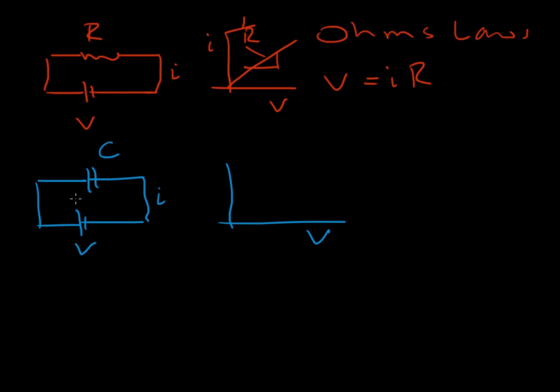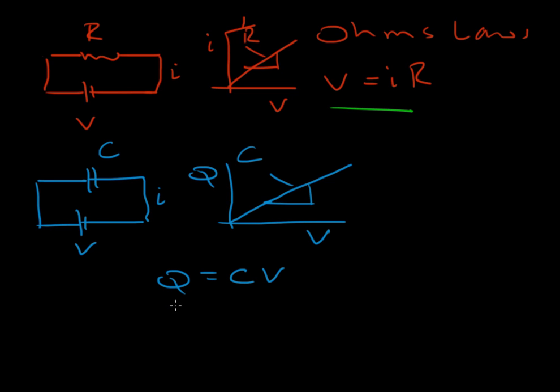I can do many different experiments. I can change the voltage and see how much charge accumulates on the capacitor. So if I plot the charge Q against the voltage, I will again find a straight line. This time the slope is the capacitance. So I can now write down this relationship: the charge equals the capacitance times the voltage. So these two relationships are very important.